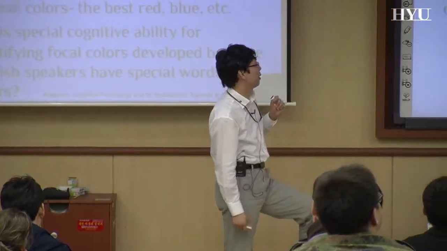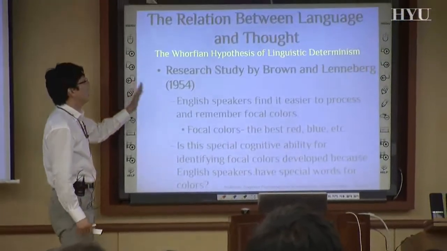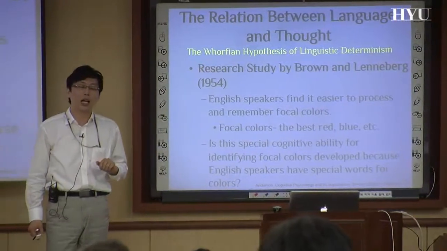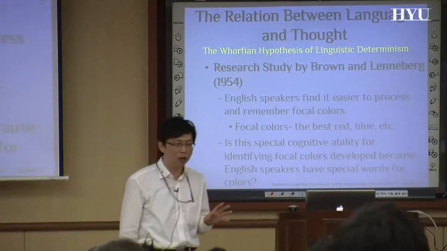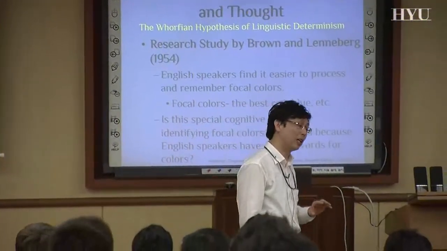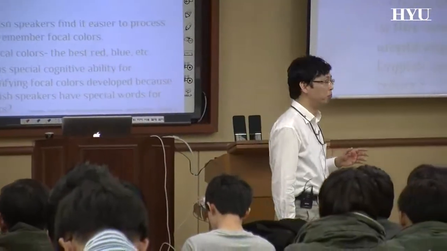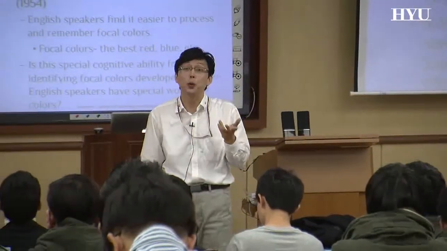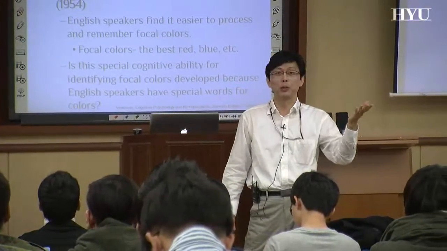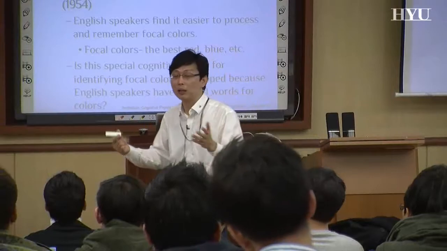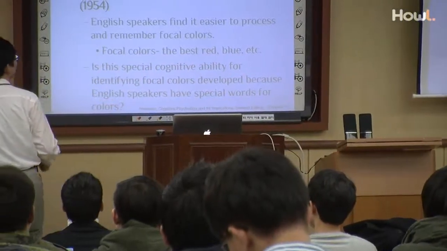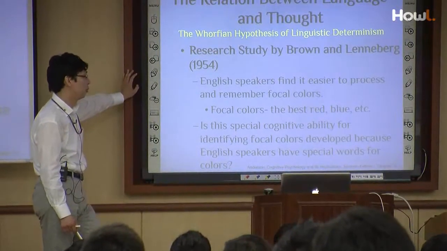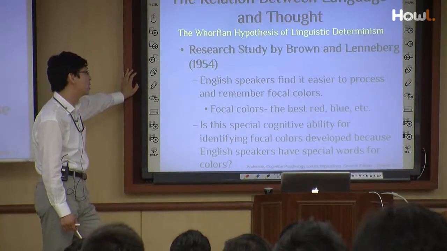Okay, so the first experiment was done in 1954. Yes, English people have a really stronger recognition power of different colors than Dani people. From this one, we can say the Whorfian hypothesis is proved. Right? So English people, because they have 11 colors named, are better than the Dani people. The point is, did this special cognitive ability for identifying colors develop because English speakers have special words for colors?